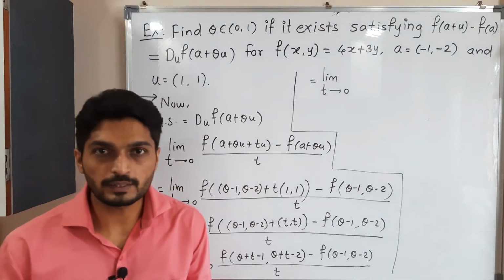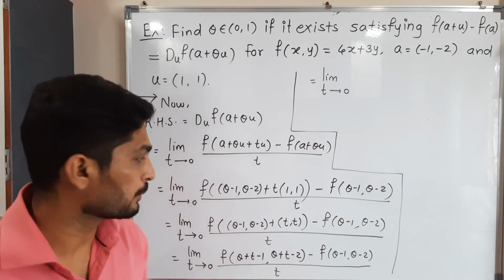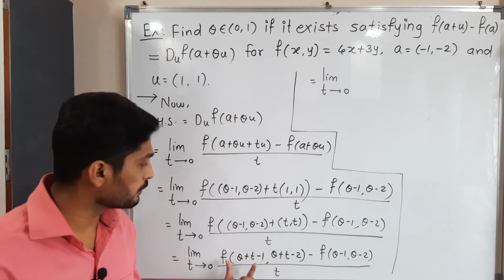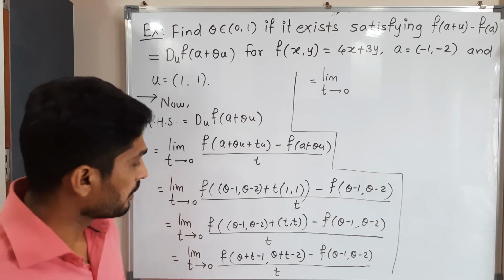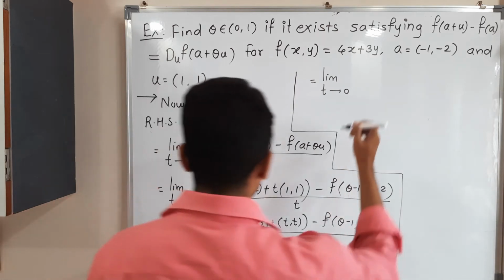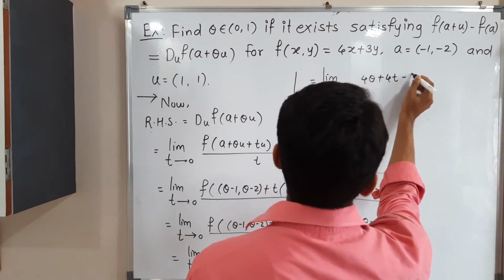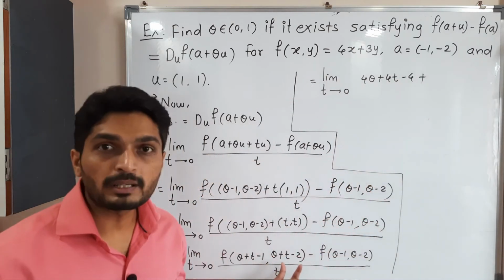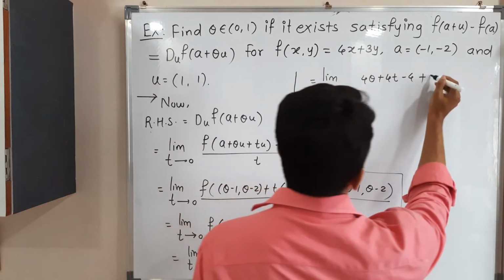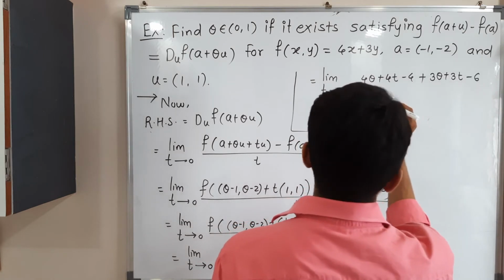Definition says f of xy is equal to 4x plus 3y. That means 4 into first component plus 3 into second component. Same thing I am going to do. I am going to find its value. So 4 into first component. First component is theta plus t minus 1. I am going to multiply it by 4. So we will have 4 theta plus 4t minus 4 plus. Now I am going to multiply second component by 3. So 3 into this one, that means 3 theta plus 3t minus 6 minus.